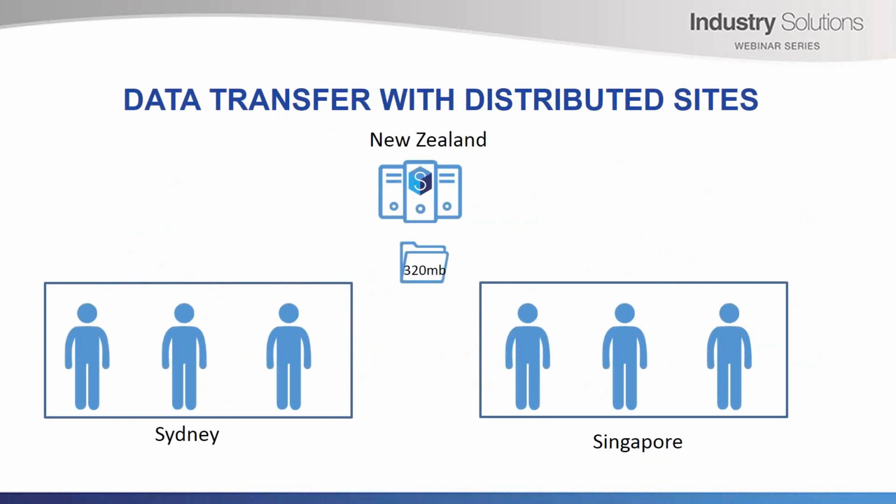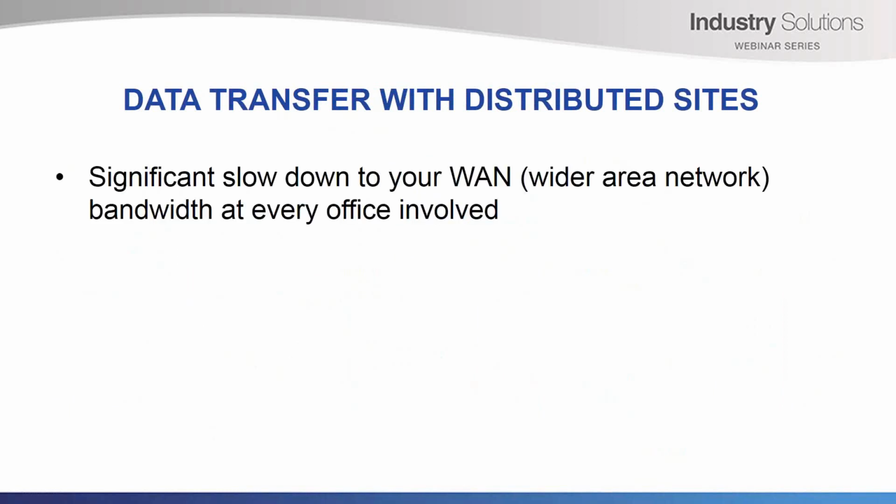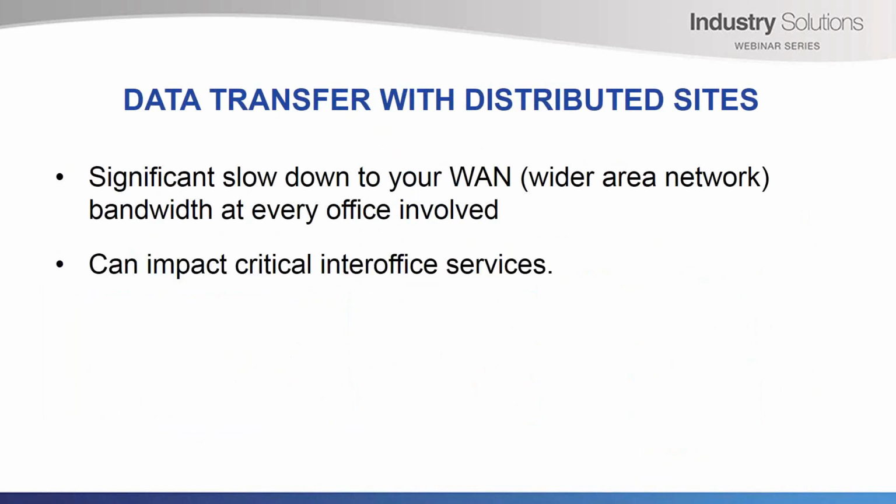Here we have an example where your central 12D Synergy server is sitting in New Zealand, and you have offices in Sydney and Singapore. A number of different people need to download a 320 megabyte data set. So what happens? Even with 12D Synergy and its intelligent data transfer, each user is going to download that data set. On subsequent downloads it might be small, though it can be hard to predict how much data is going to change. But each time, those users are going to download that data, and that can significantly slow down your WAN and the WAN bandwidth at every office involved. Really, that can continually impact your critical inter-office services.